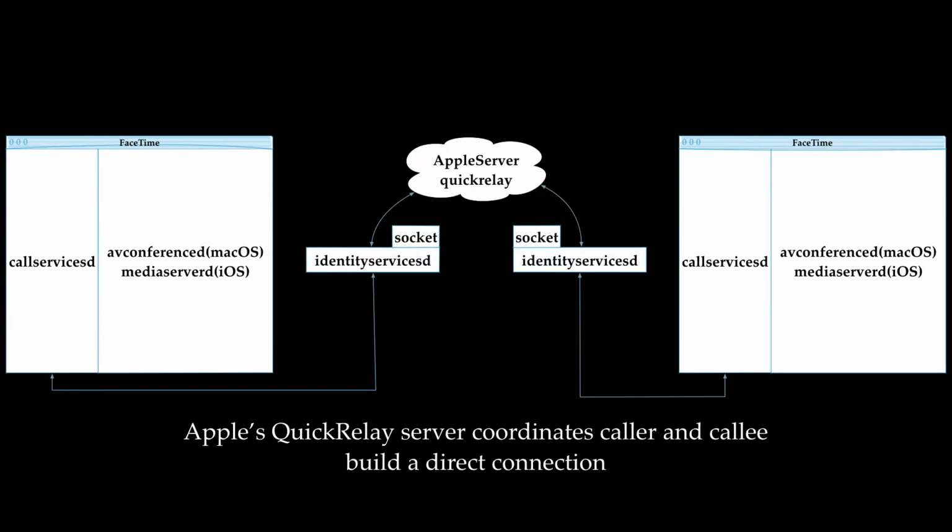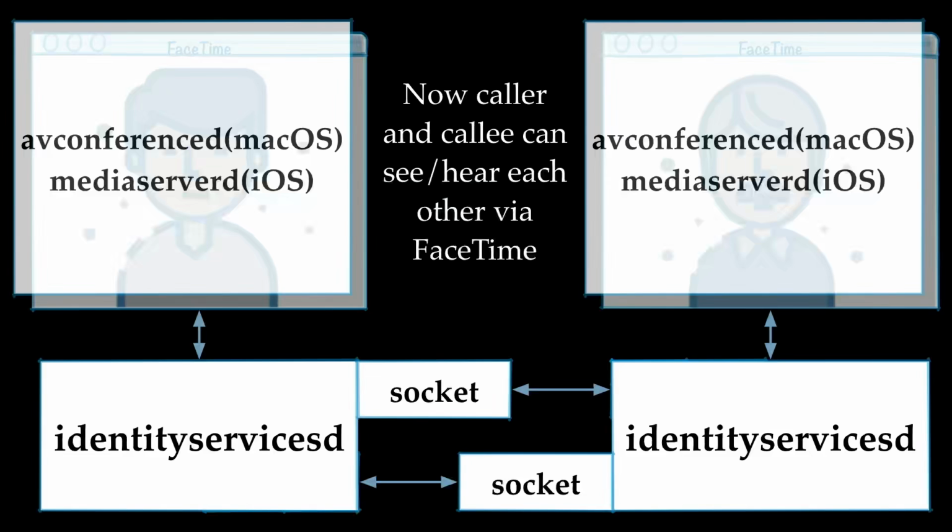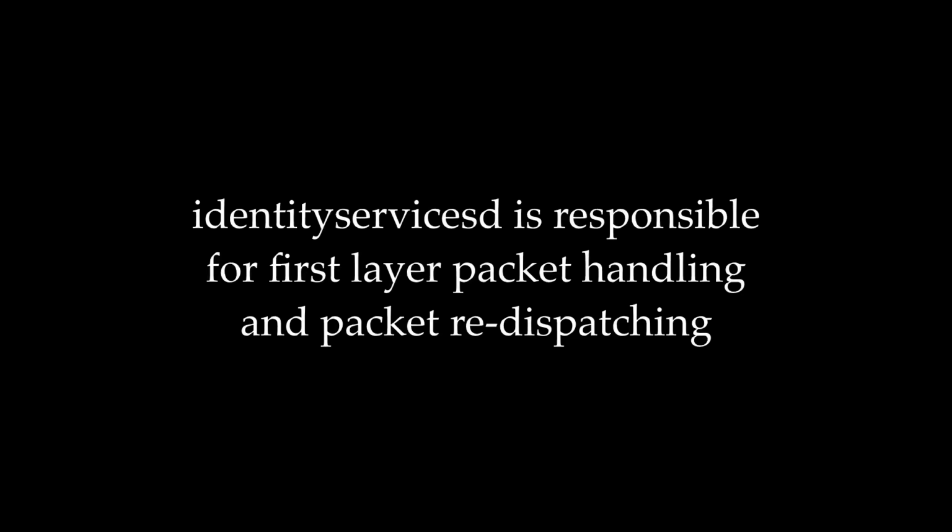And there is another notification called Quick Relay. The Apple Quick Relay server will coordinate the caller and callee to build a direct connection. But we don't give details here because a lot of the data in the Quick Relay notification is not controllable. And now the caller and the callee can see and hear each other via FaceTime. But in fact, all the data is now transferred through the socket with UDP or TCP.